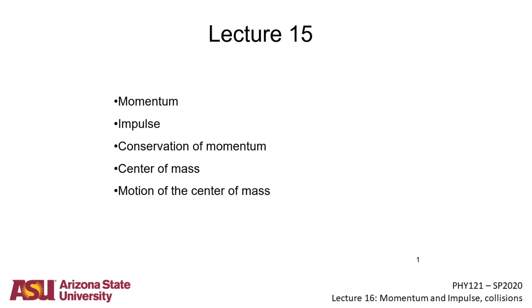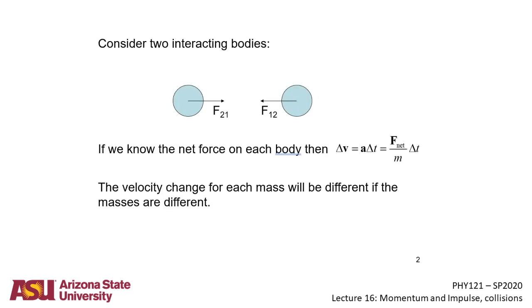So for this, I want to start out with a straightforward example. And what I'm going to do is use this example to derive and define new quantities. And then we're going to see why they're useful. So let's consider two interacting bodies. These are just two masses, mass 1 and mass 2.